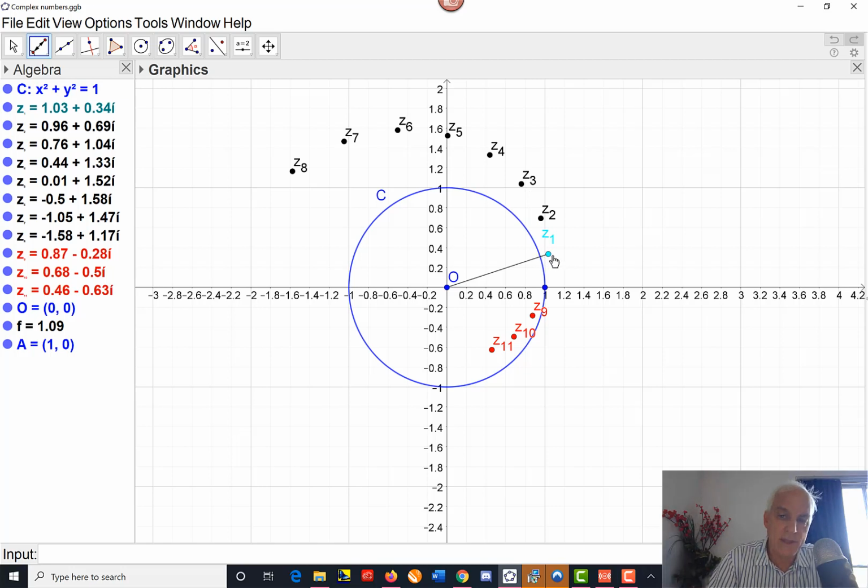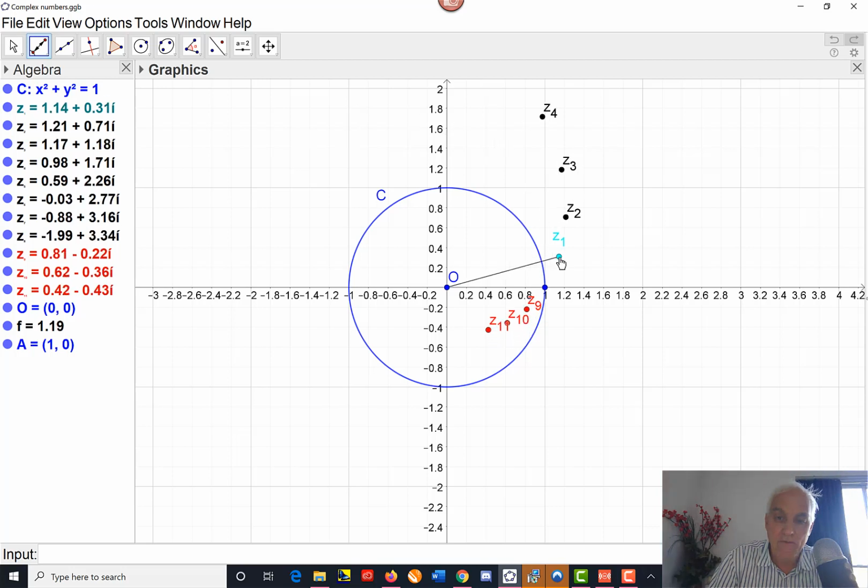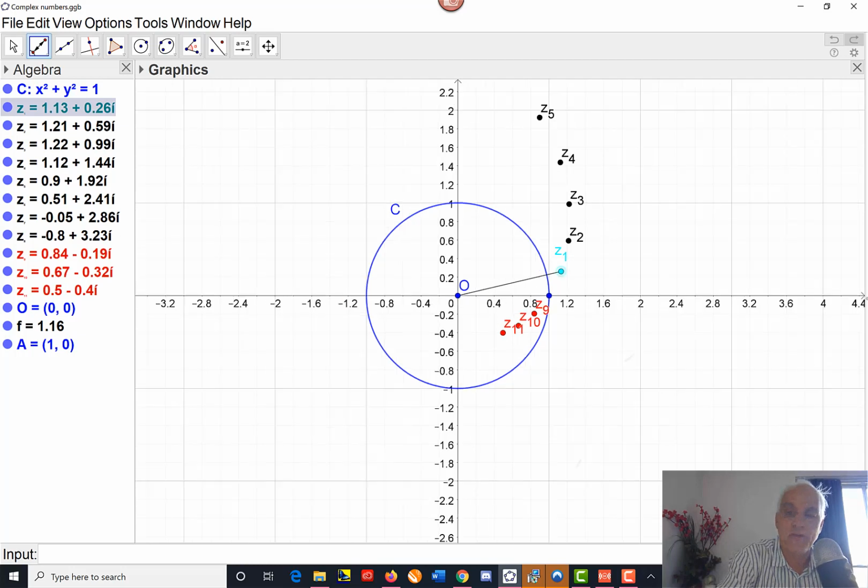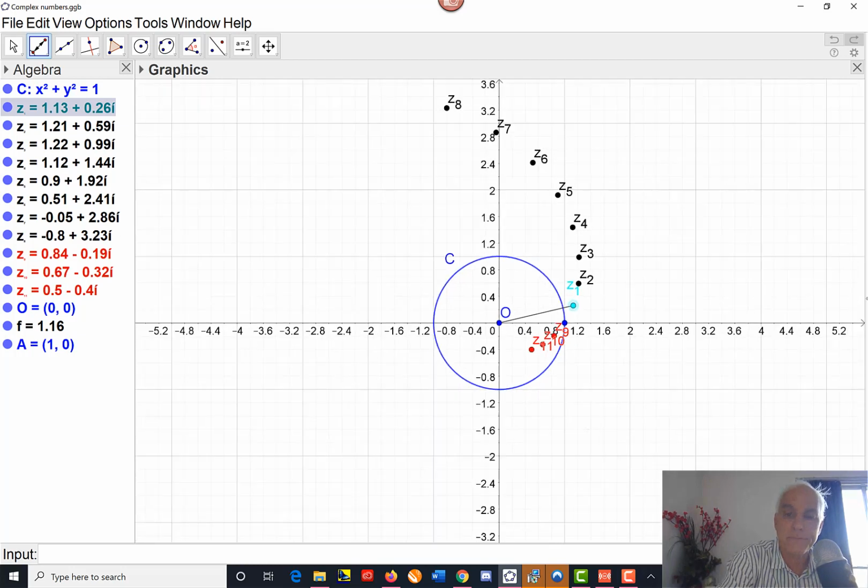So if this thing here has modulus, say, 1.1, then this next power will have modulus 1.1 squared, and this will have modulus 1.1 cubed. And the inverse will have modulus 1 over 1.1, and this will have modulus 1 over 1.1 squared, and so on. And that becomes, of course, more extreme as we get further and further from the unit circle. So if we make everything a bit smaller so we can see more clearly.